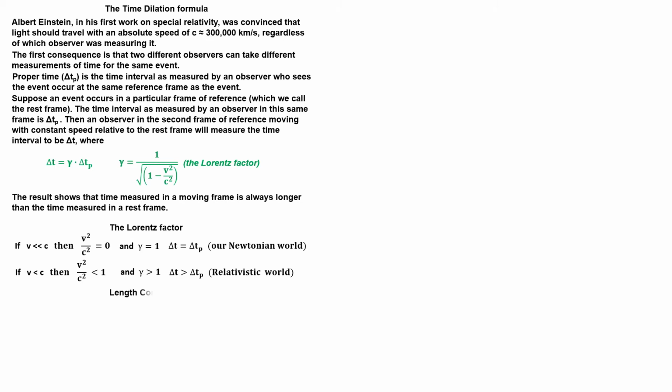Length contraction. To understand length contraction quantitatively, consider a spaceship traveling with speed v from the Earth to the nearest star as seen by two observers, one on Earth and the other in the spaceship. The observer at rest on Earth, and also assumed to be at rest with respect to the star, measures the distance between the Earth and the star. This length is called the proper length.